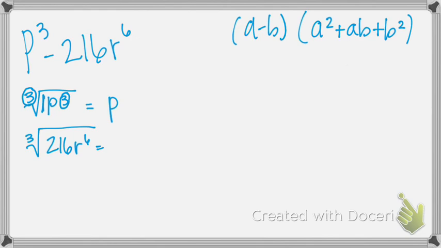Okay. Now, find the cube root of 216. What is it? 6. Okay. Now, what do you notice about this one? What's the power on it? 6. So now, I don't have just one r left. I have how many r's? Not 3. What's 6 divided by 3? 2. So I have a 6r squared.